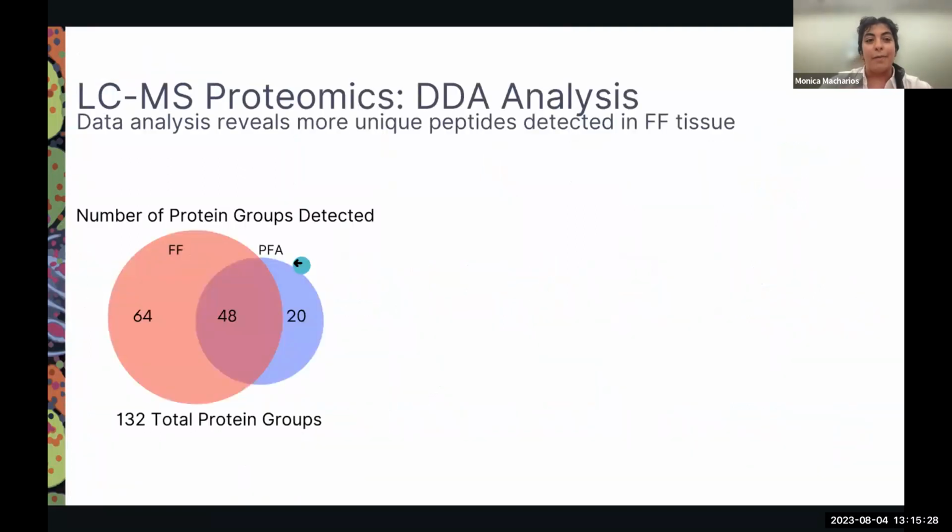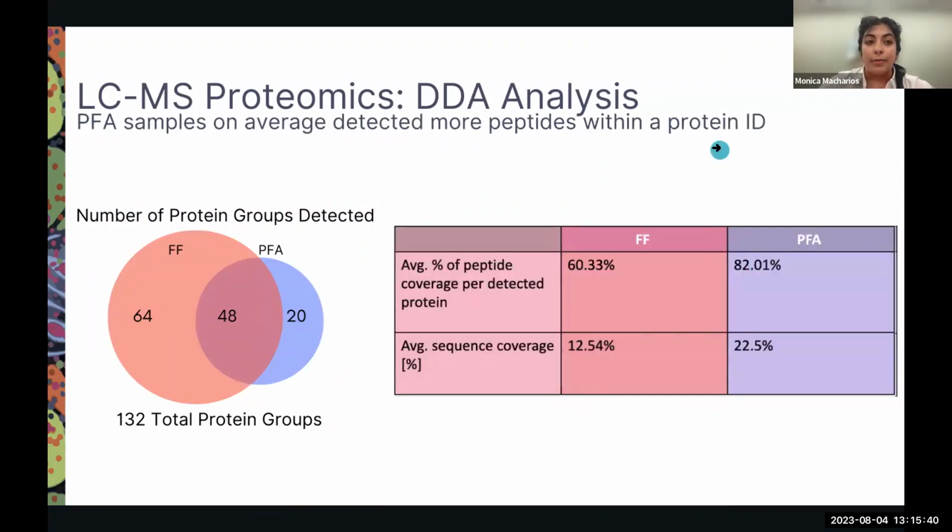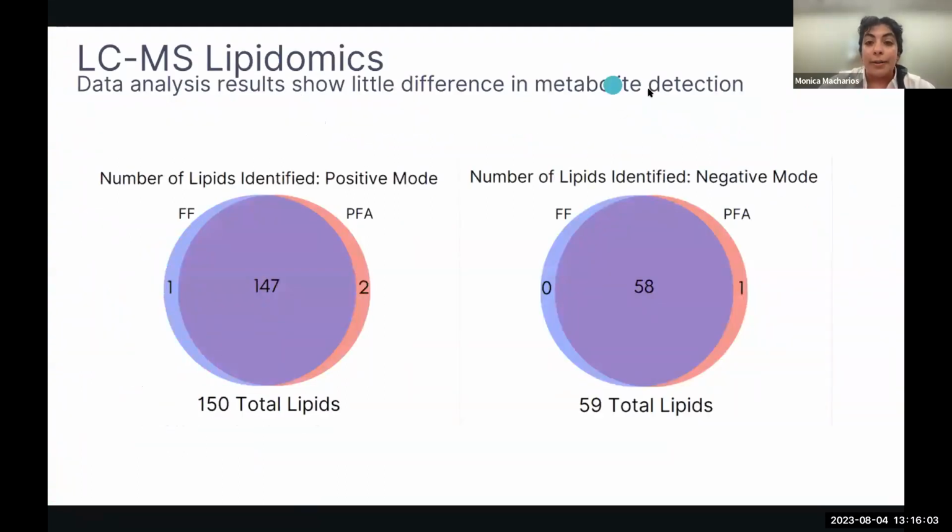So moving on to our results, our proteomics data revealed that more unique peptides were detected in our fresh frozen tissue than our PFA fixed tissue, as seen in this Venn diagram. However, regarding the proteins that were detected, on average, PFA tended to have better peptide coverage. So this is in line with what we think of when we think of fixation. While you may be getting some identification loss, the proteins that you do identify will be better preserved in the tissue.